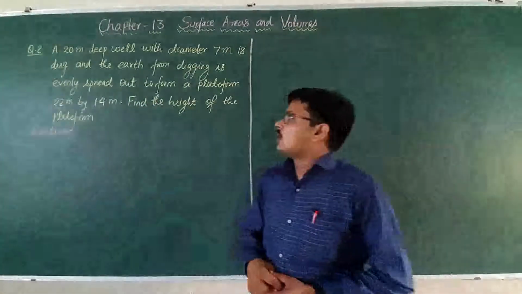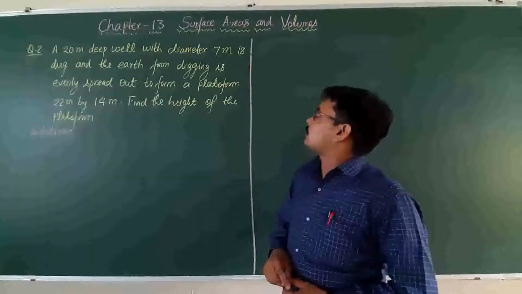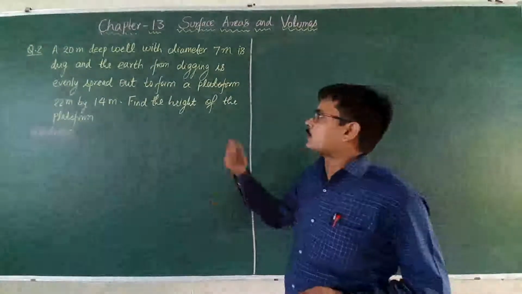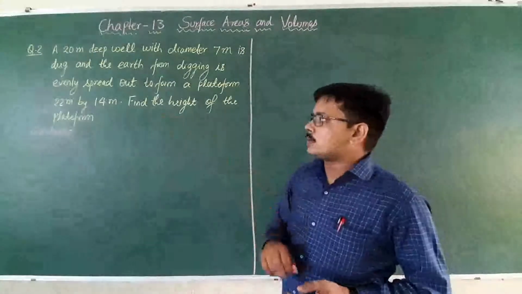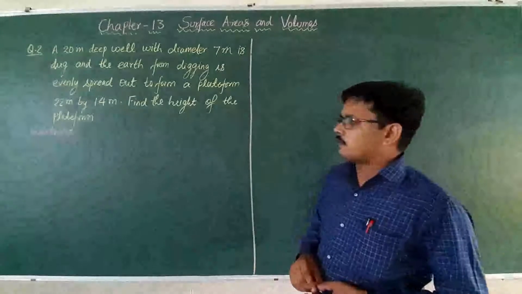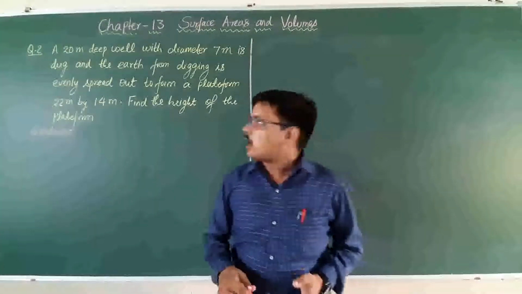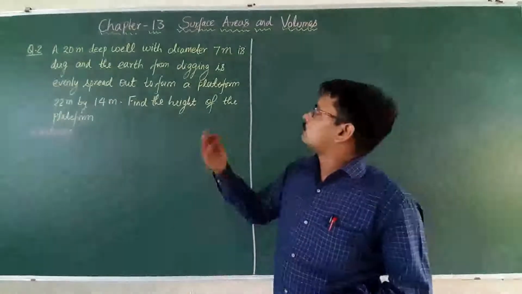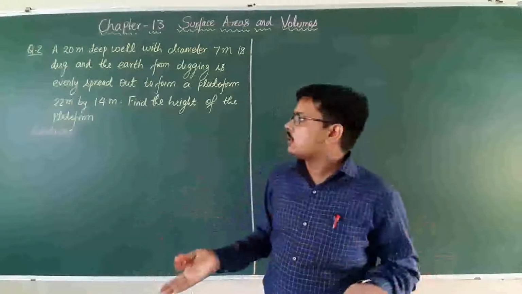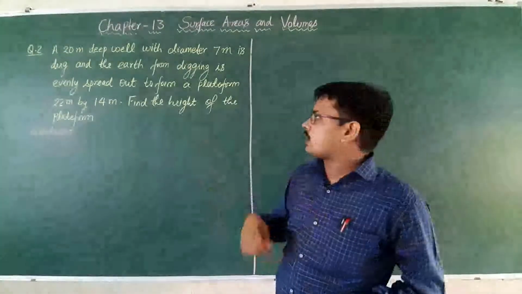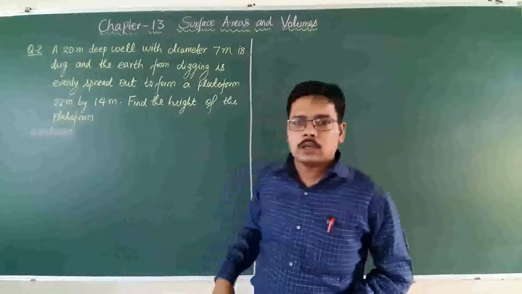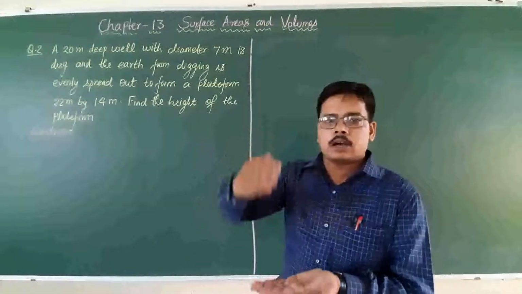The next question is: a 20 meter deep well with diameter 7 meter is dug and the earth from digging is evenly spread out to form a platform with base dimension 22 meter by 14 meter. Find the height of the platform. The question says that when the well is dug out, the earth that comes out is evenly spread out to form a platform.